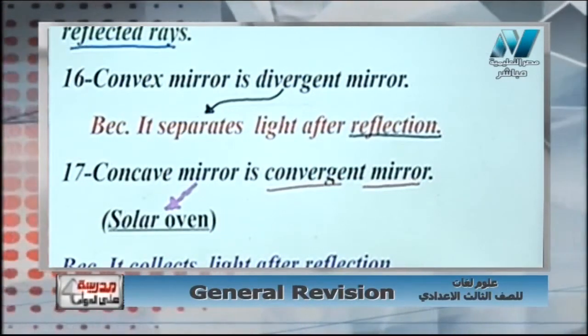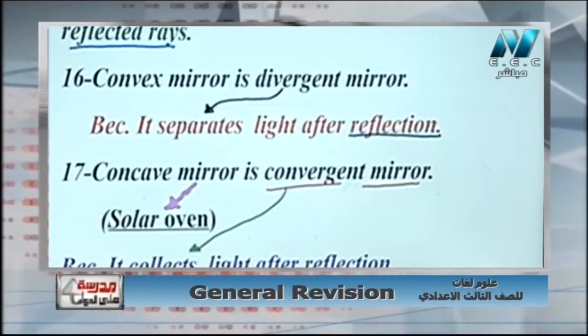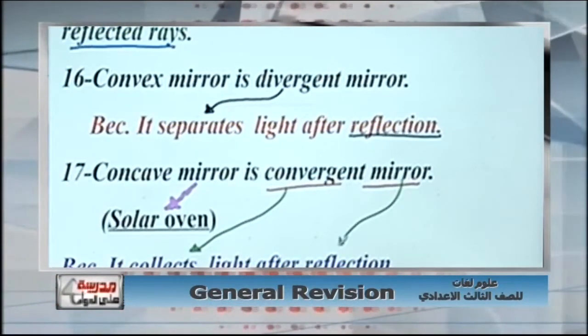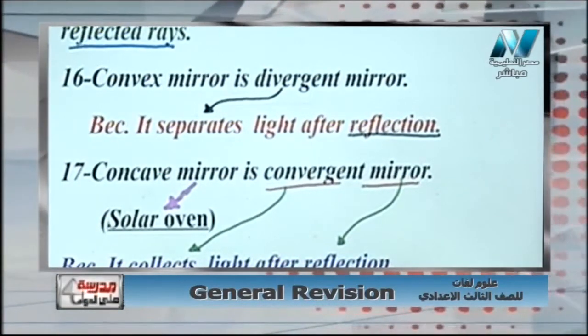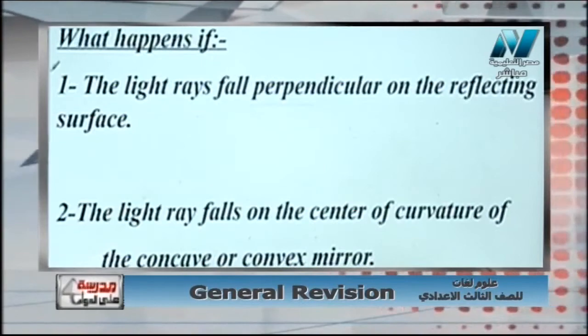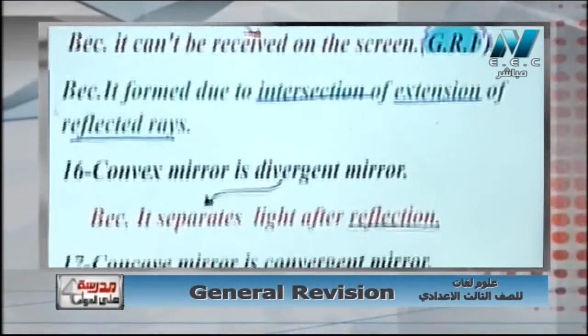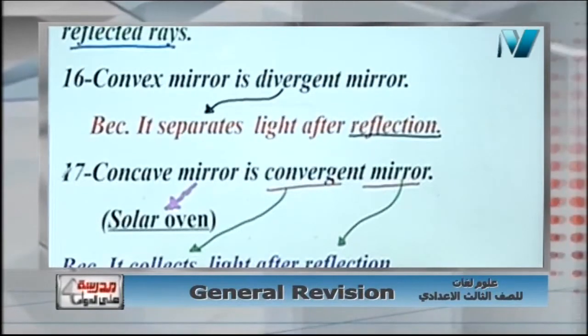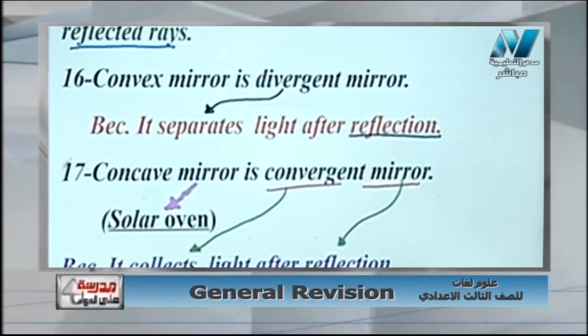Collects convergent light after reflection according to the mirror. Next question. The previous question, number 17, we said the mirror separates light rays after reflection, so it collects light after reflection.